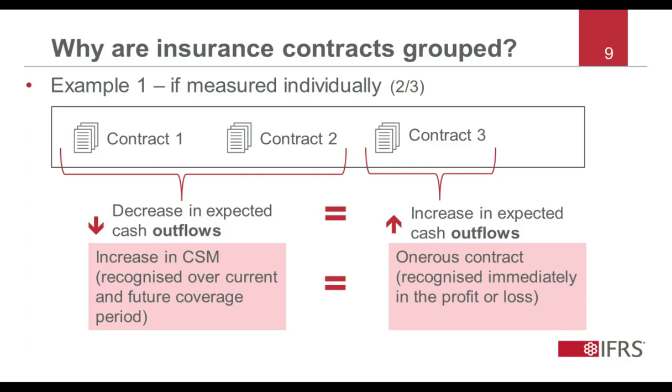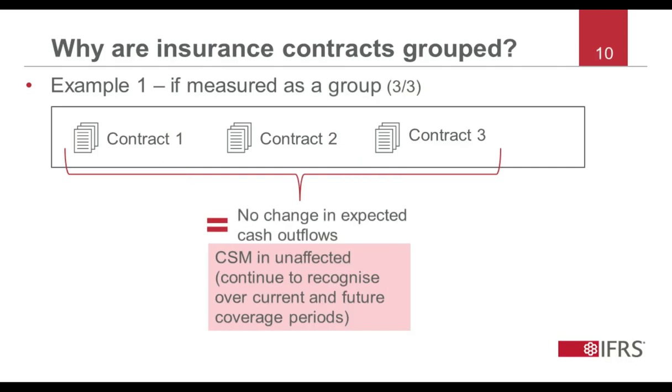For contracts 1 and 2, the expected future cash outflows combined will decrease by an equal amount to the increase in the expected future cash outflows for contract 3. This will result in a higher expected profit on those contracts. The increased contractual service margin will be recognized in profit or loss over the insurance coverage period.